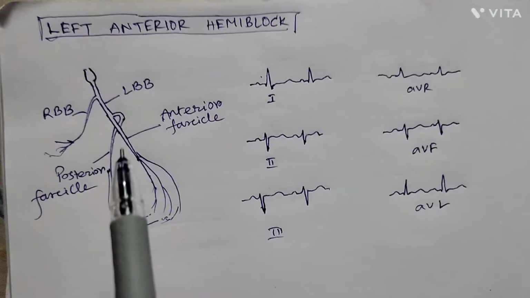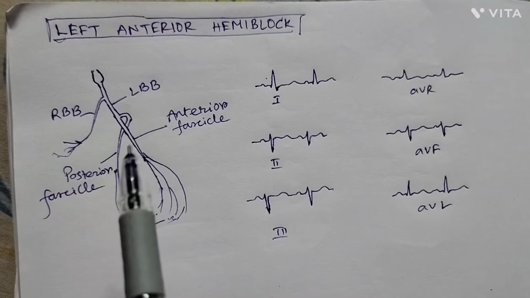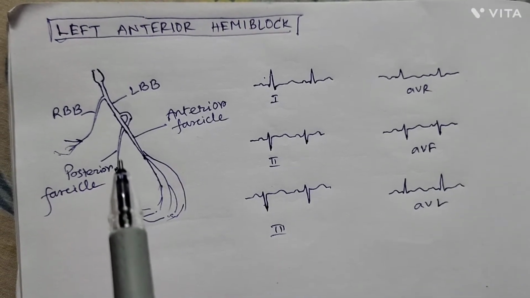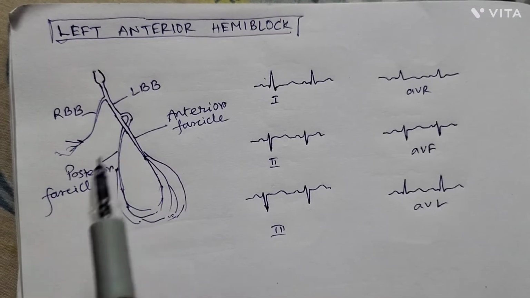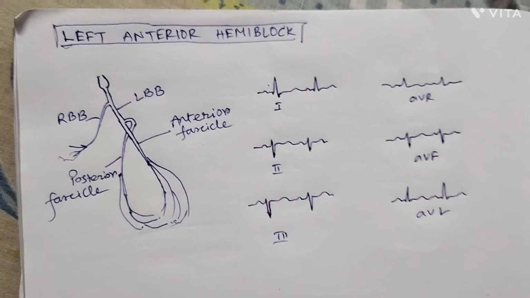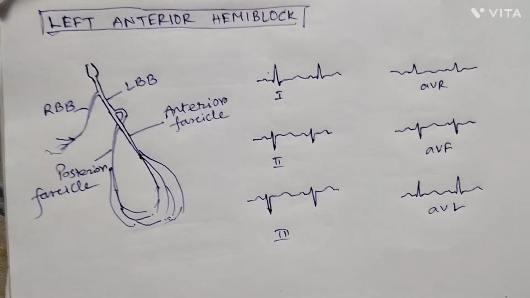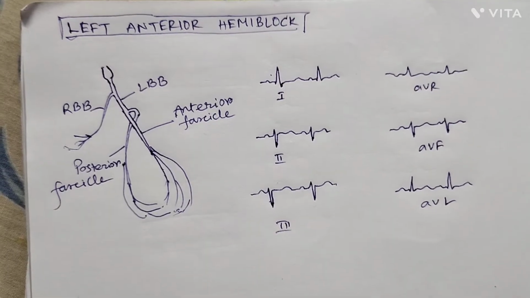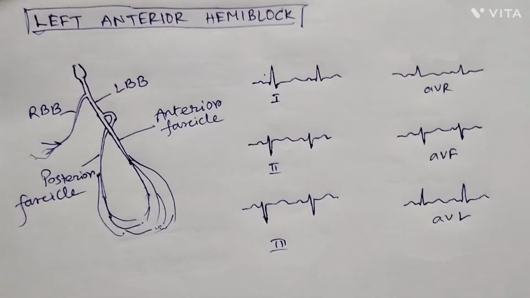So in left anterior hemiblock, the conduction through the anterior fascicle is impaired. So the depolarization of the left ventricle occurs only through the conduction system of the posterior fascicle. Now before I jump onto the ECG findings of left anterior hemiblock, I want to quickly tell you what exactly causes the findings that we're going to discuss.